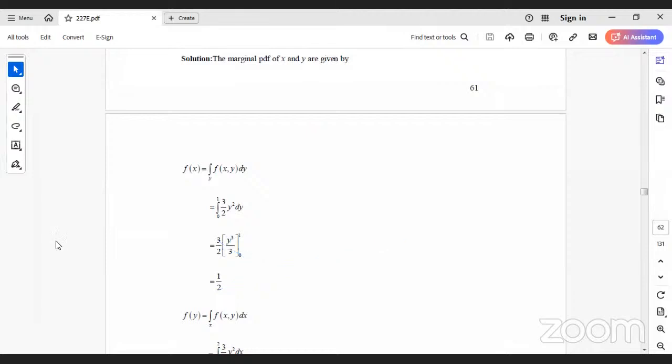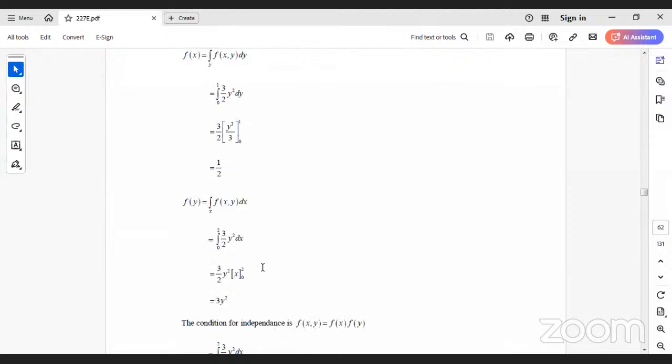Then we find f(y) = the integration of f(x, y) dx, that is (3/2) y² dx. Here we are integrating with respect to x, so (3/2) y² is a constant, since there is no x value in it. The integration of dx is x, with limits 0 to 2, and the 2 cancels, so we get 3y².